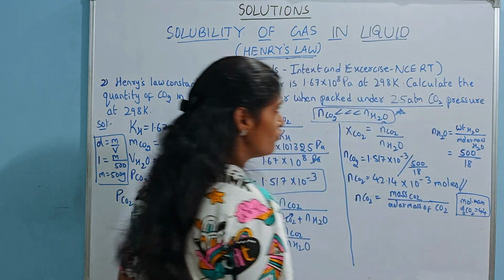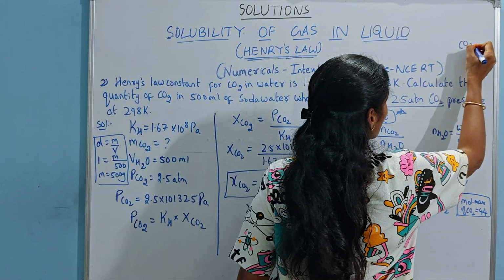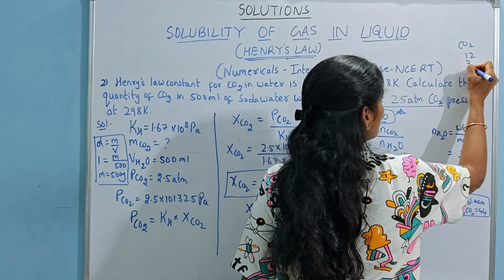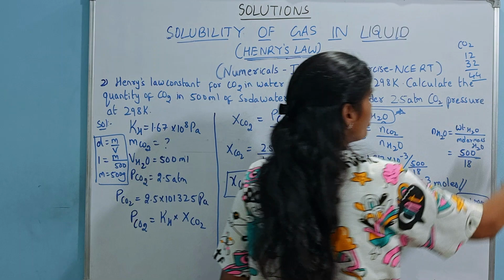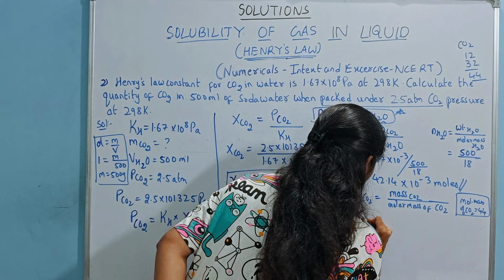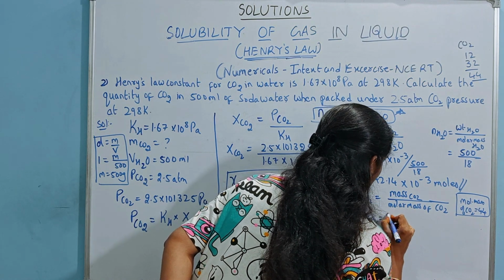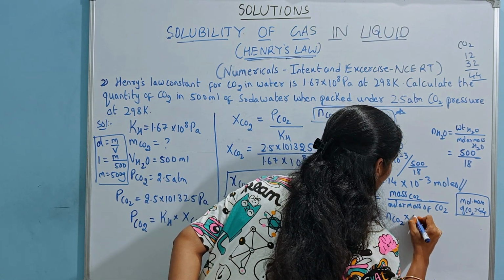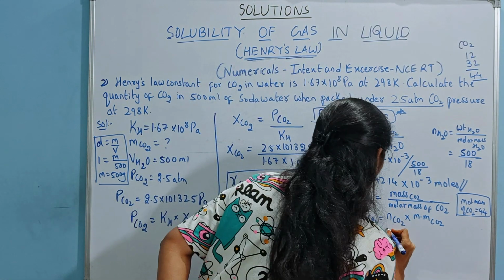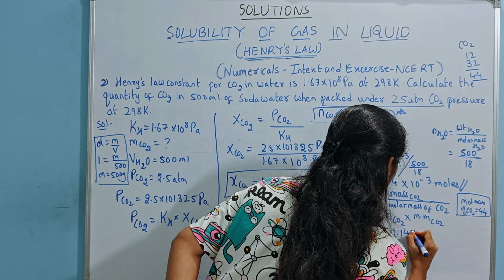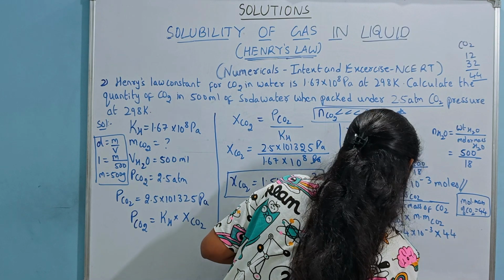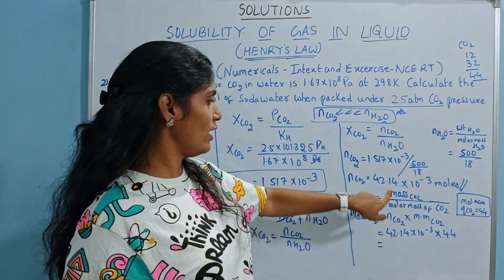If you want, you can check. CO2: carbon is 12, oxygen is 16, so 2 oxygen is 32. So the molar mass of carbon dioxide is 44. So let me substitute. Mass of CO2 is equal to number of moles of CO2 into molar mass of CO2. Number of moles of CO2 is 42.14 into 10 to the power of minus 3, into molar mass, which is 44. Clear?